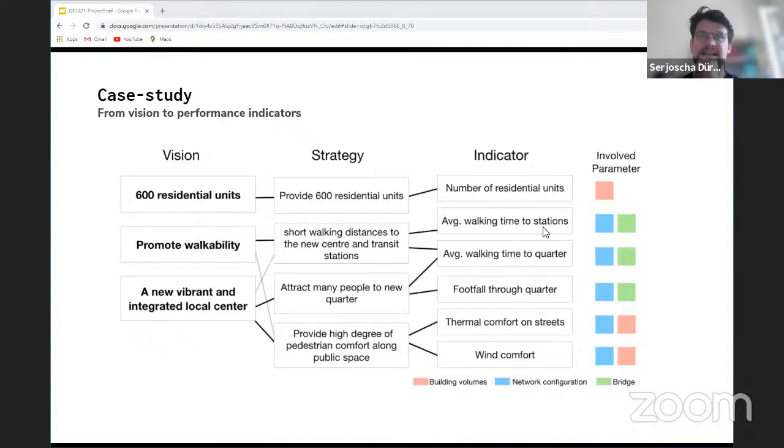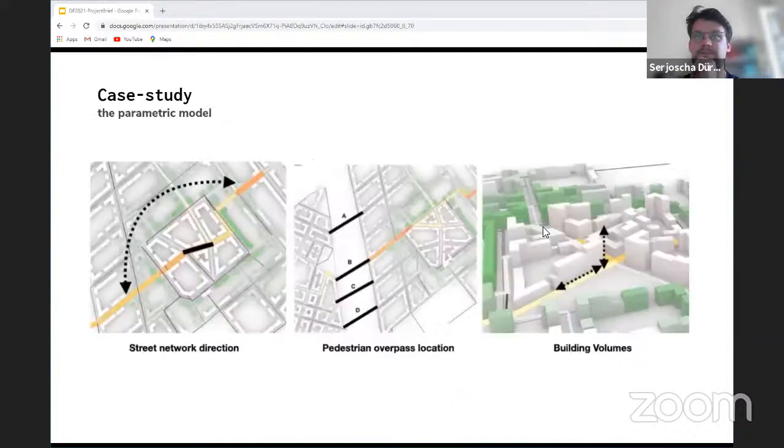For this example, these are the parameters we were able to change. We can change a rotating street segment, the orientation of the block streets and layout. Then a pedestrian overpass location, where there were just 4 options, and then the height of the building volumes. That's all that was altered by the algorithm.